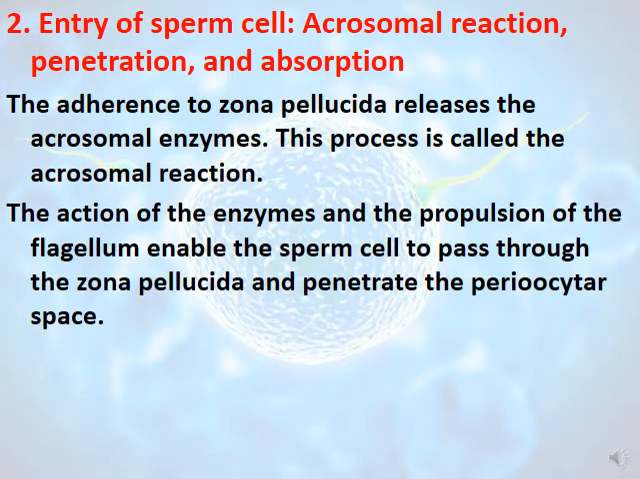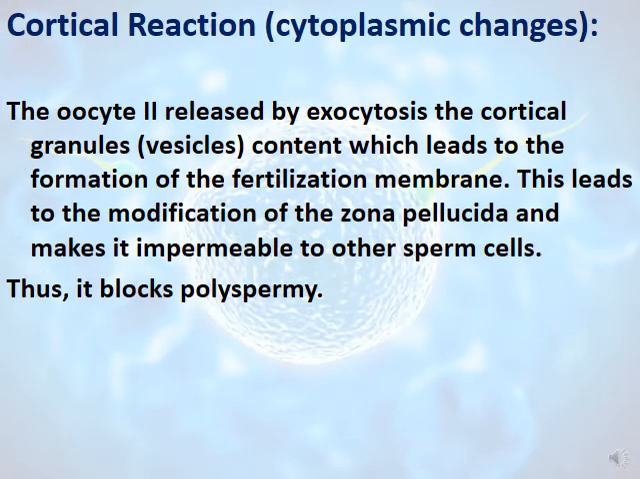Entry of the sperm cell: acrosomal reaction, penetration, and absorption. The adherence to the zona pellucida releases the acrosomal enzymes. This process is called the acrosomal reaction. These enzymes enable the sperm cells, in addition to the propulsion of the flagellum, to pass through the zona pellucida and penetrate the perivitelline space.